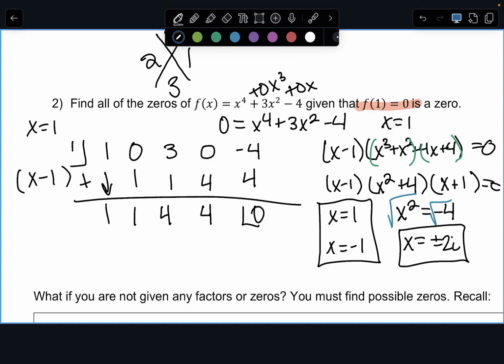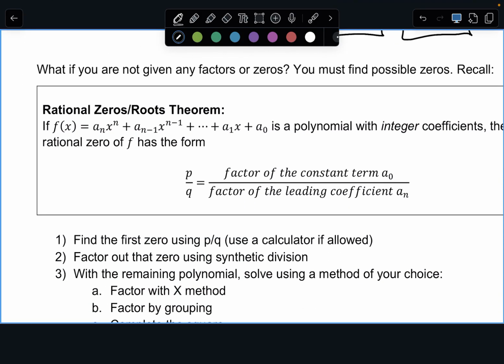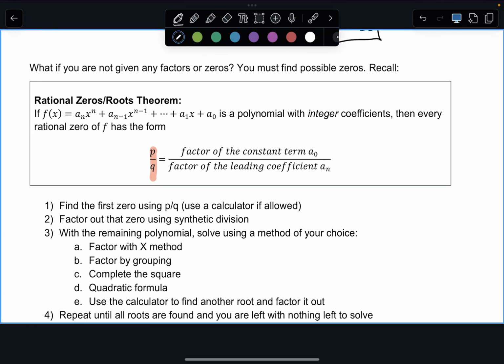Questions on that one? So that's what we do if we can factor it or if we're given a 0. Sometimes you're not given a factor, like a 0, and you can't factor it manually. In Unit 2, we learned that we then have to guess and check with our P's and Q's, where we would take the factors of our last term, put them over the factors of our first term, and guess and check all those numbers until we find one that works.